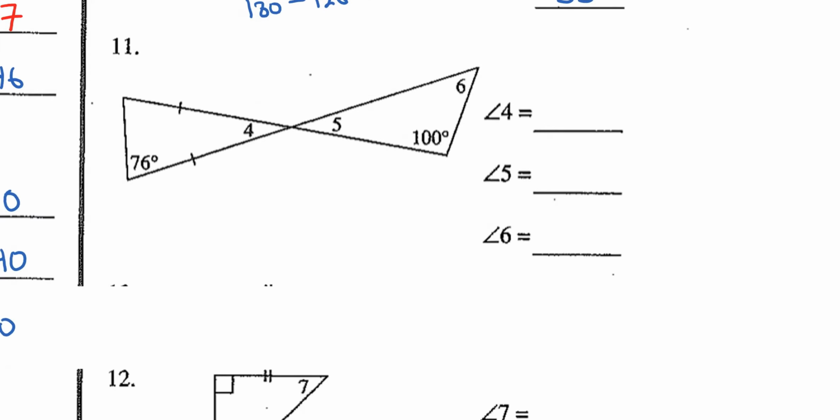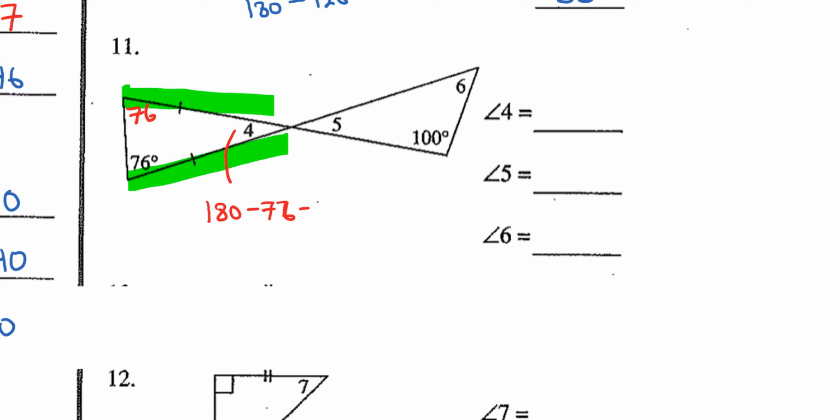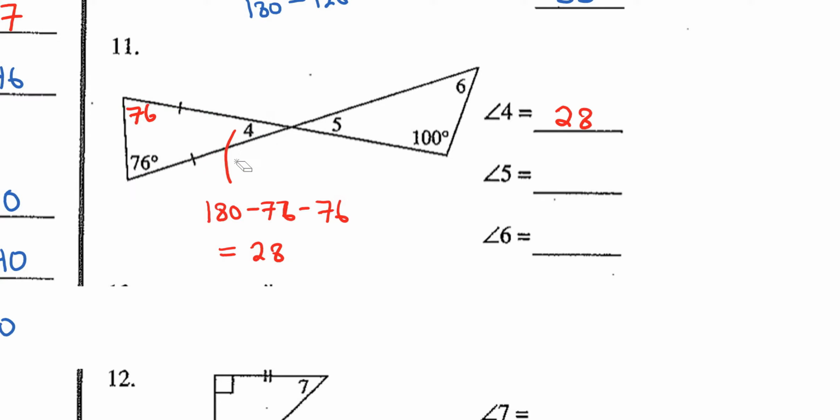Okay, let's keep on moving along here. For question number 11, I do have an isosceles triangle over here, so I know this corner angle has to be 76 degrees. And then I can find angle 4 by simply going 180 minus 76 minus 76. So 180 minus 76 minus 76 is going to be 28 degrees. So angle number 4 is going to be 28 degrees. So let's put my 28 degrees here.